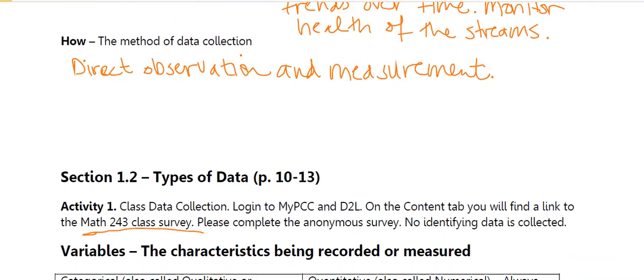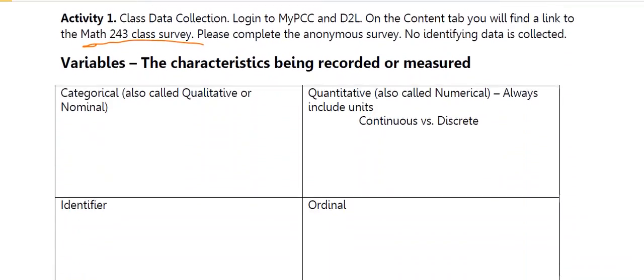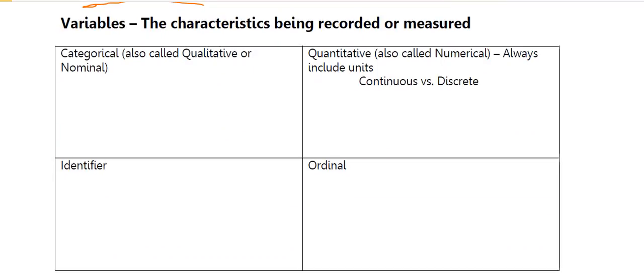Okay, so if you're back, variables are the characteristics that are being recorded or measured. Those are the variables. Just like with the streams, it was the substrate, the stream name, and the temperature. There are different types of variables. We've seen some of these already. Categorical, also called qualitative or nominal. Categorical means there are certain categories, usually a set number of categories that the data falls into.